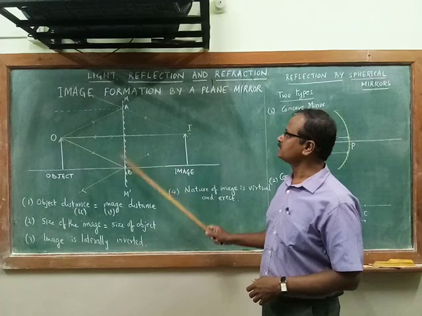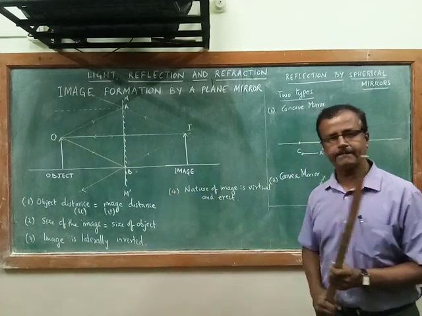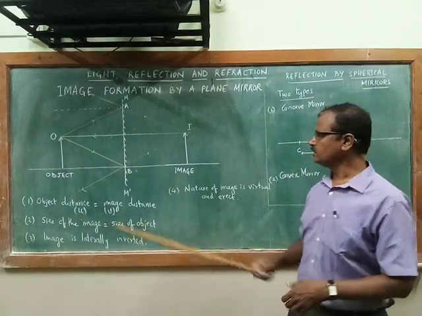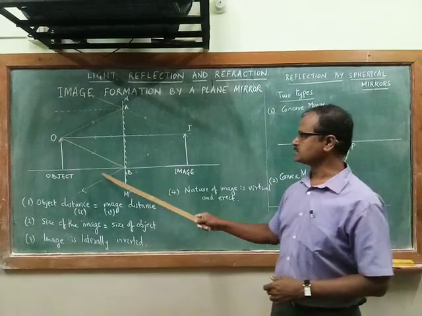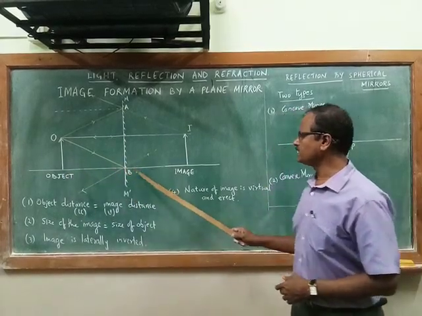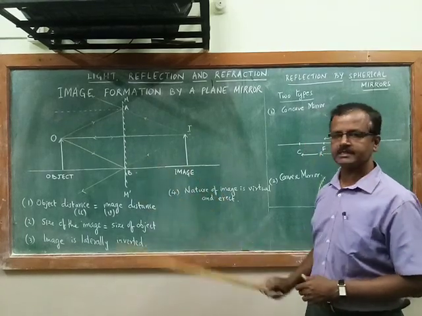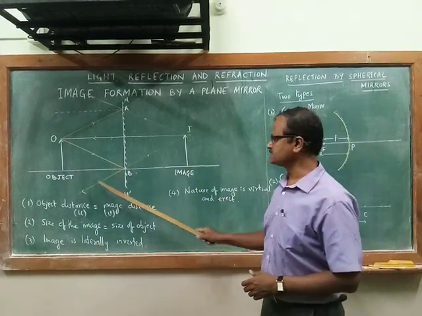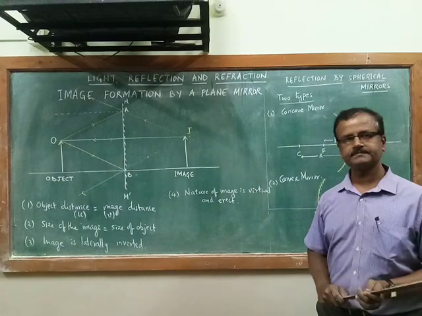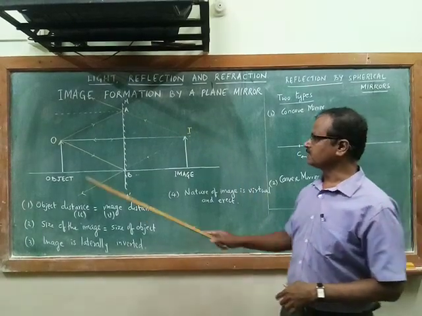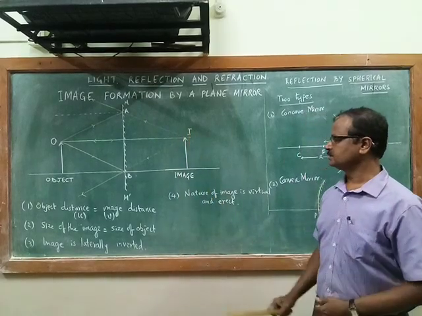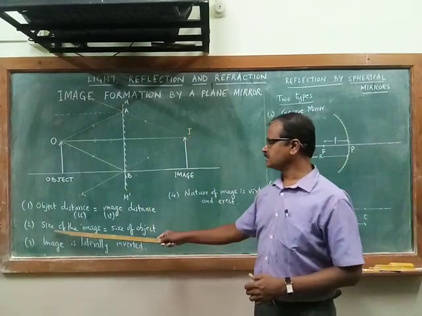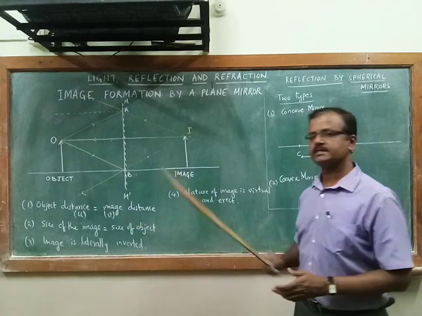Now what are the properties of the image formed by a plane mirror? If you measure the distance of the object from the mirror and the distance of the image from the mirror, it's interesting that object distance is equal to image distance. Then, if you measure the height of the object and the height of the image, that is also found to be the same. Size of the image is equal to size of the object.